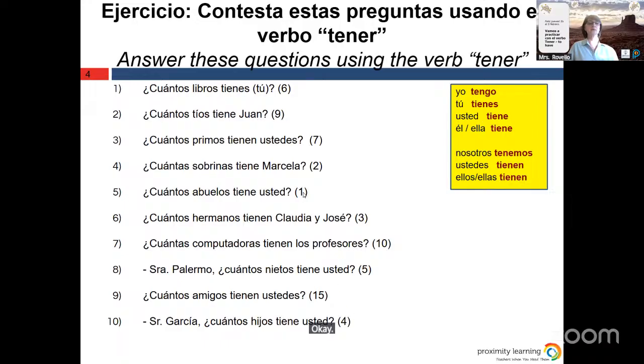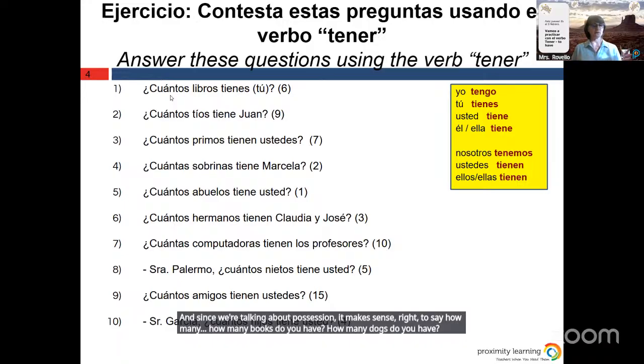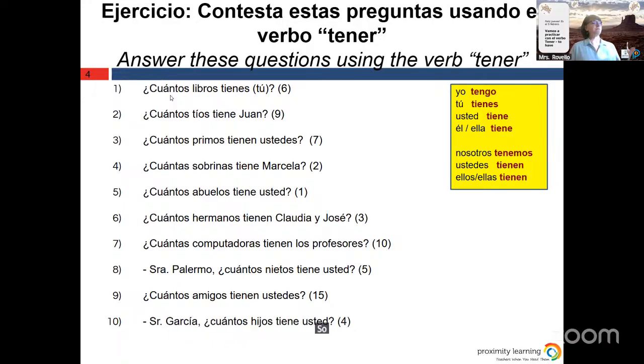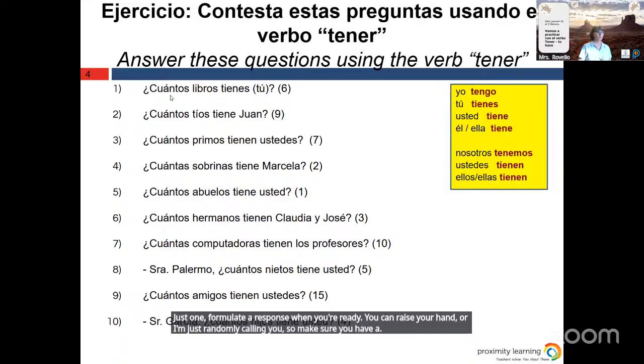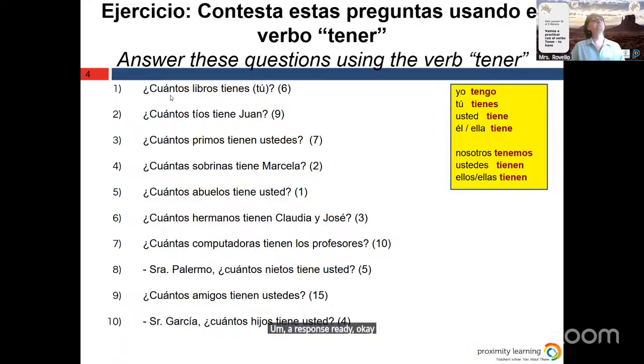And so that's going to be the quantity that they want us to use, because cuántos, how many, or how much. And since we're talking about possession, it makes sense, right? To say how many books do you have? How many dogs do you have? How many brothers do you have? Or whatever. So there's 10 questions. Everybody pick one. Just one. Formulate a response when you're ready. You can raise your hand, or I'll just randomly call on you. So make sure you have a response ready. Okay. I'll give you a couple minutes to think about it.